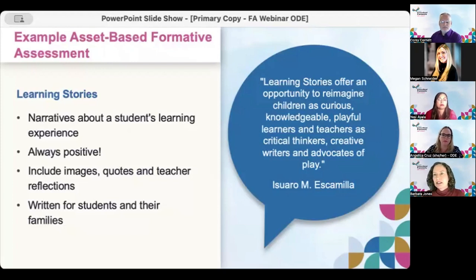And scholar Isuaro Escamilla puts it this way. She says, learning stories offer an opportunity to reimagine children as curious, knowledgeable, playful learners, and teachers as critical thinkers, creative writers, and advocates of play. So it also elevates the teacher role in this process.